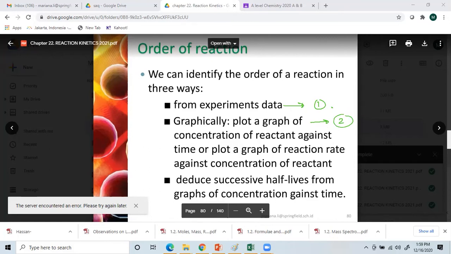Plot a graph of concentration against time, or you can plot a graph of reaction rate against concentration. And then the third is by using the successive half-lives from the graph of concentration against time. So please read once again.